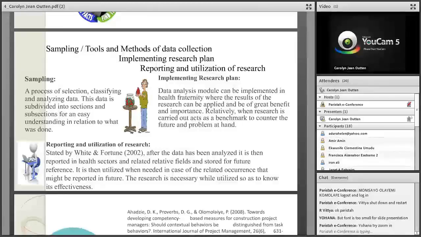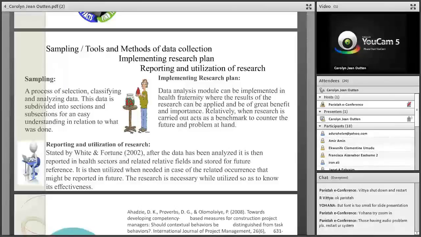Relatively, when research is carried out, it acts as a benchmark to counter future problems at hand. Reporting and utilizing of research, as stated by White and Fortune, 2002. After the data has been analyzed, it is then reported in health sectors and related fields and stored for future reference. It is then utilized when needed in case of a related occurrence that might be repeated.